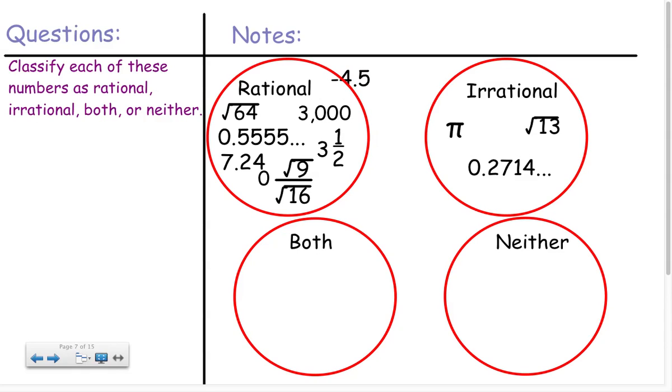Now you'll notice that there is nothing in the both circle, there is nothing in the neither circle. In algebra, you will never learn any numbers that are both rational and irrational, and you will never learn about any numbers that are neither rational or irrational. So if they ever ask you that on a test or on Study Island or on your MCAs, they're trying to trick you. Kind of like the Study Island topic with the linear, nonlinear, you can't have something that's linear and nonlinear or neither linear or nonlinear. It has to be one or the other.